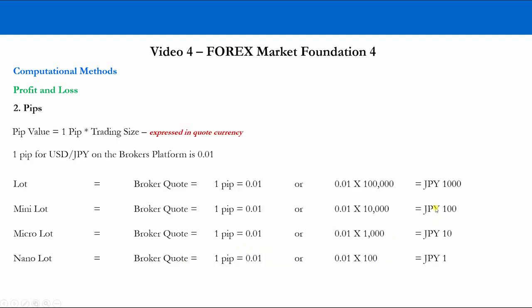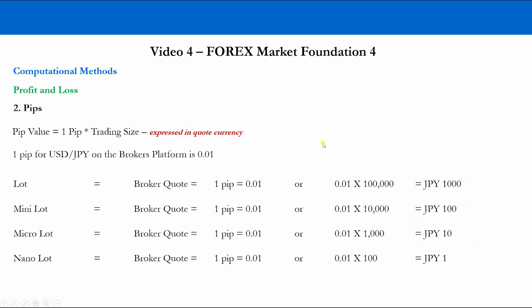So that, again, is all pretty straightforward, and you can apply the same situation and work this out in yen by changing the pip value from the broker's platform into this table, and then multiplying across by the sizes, and you get the pip value expressed in the quote currency.